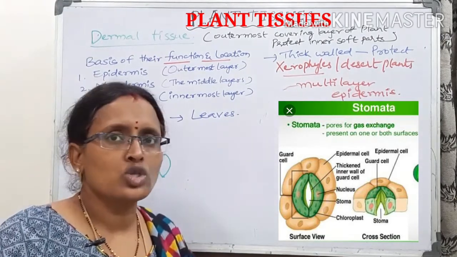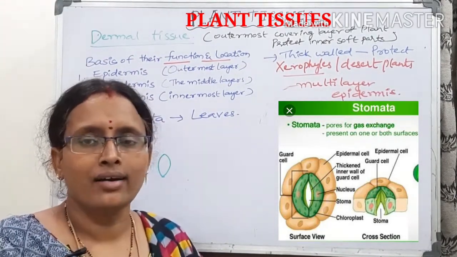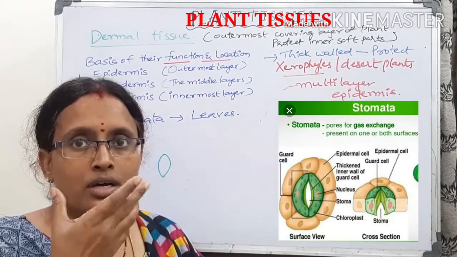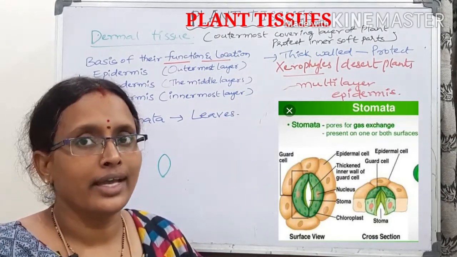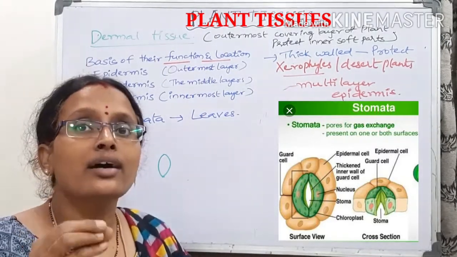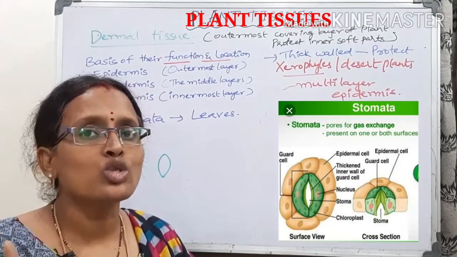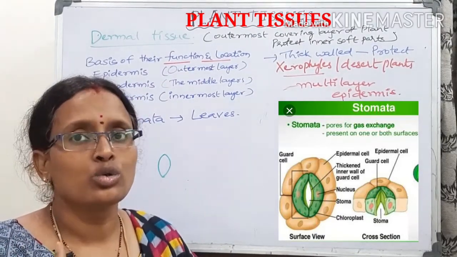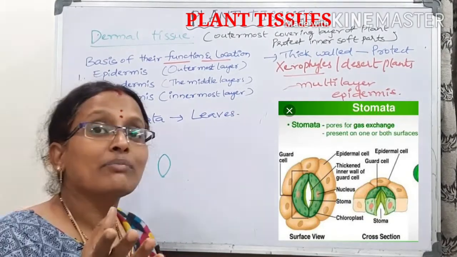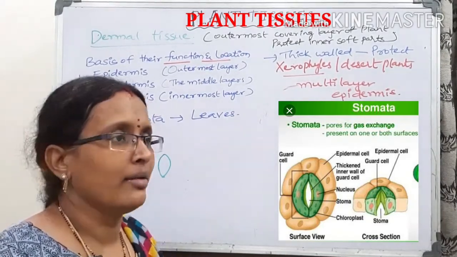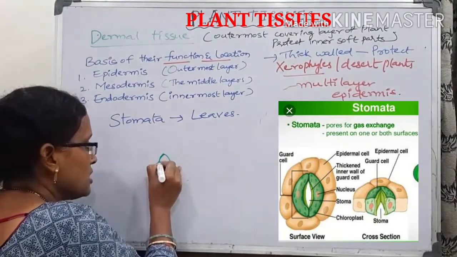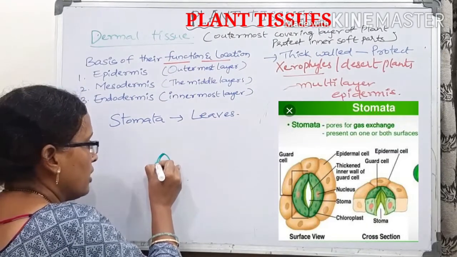Through the nostrils we inhale oxygen and exhale carbon dioxide. This is how we take air inside to the lungs. Like that, in plants also there are some pores. We can compare them with the nose. So some tiny pores are there in the plants, and they are known as stomata. This is the stomata pore.